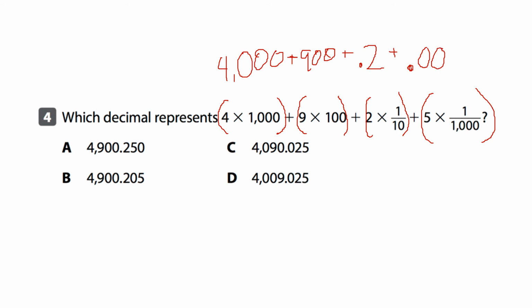So you could do this a bunch of different ways. You could do this in your head. You could line up the decimals and add like normal. But I know that if I were to say 4,000 plus 900, that's 4,900. And then there's a decimal. I have 2/10, I have no hundredths, and I have 5 thousandths. So the correct answer would be B for this one. And if you have a place value chart, that might help you, but the answer to number 4 is B.